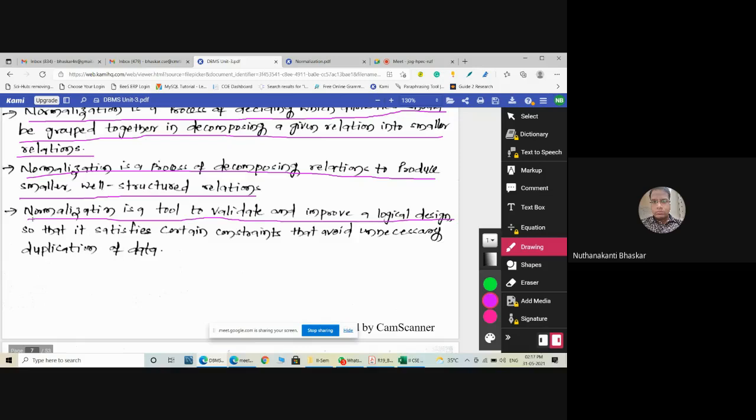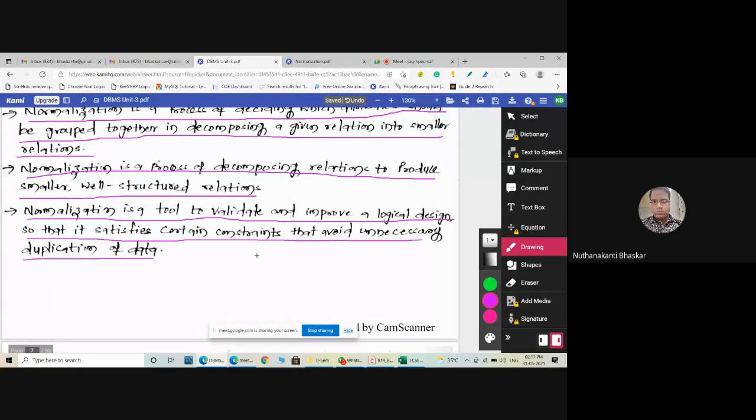should use the normalization mechanism before implementation of the logical design. After the relational model, you must apply the normalization mechanism on relations. Then you will get the decomposed, well-structured relations. Then on that you apply your SQL queries and create the logical database design so that it satisfies certain constraints that avoid unnecessary duplication of data. 100%. So we are going to avoid the unnecessary duplication of data.